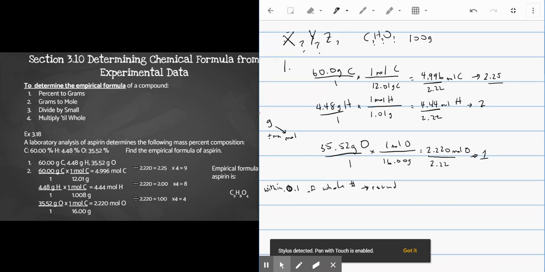So what I have to do is change this decimal to a fraction. And you guys should know 0.25 is 1/4. Okay, so I'm going to change the decimal, if it's not within 0.1 of a whole number, to a fraction, and then I have to get rid of it, because what this is saying is my ratio of carbon would be 2 1/4 to 2 to 1.